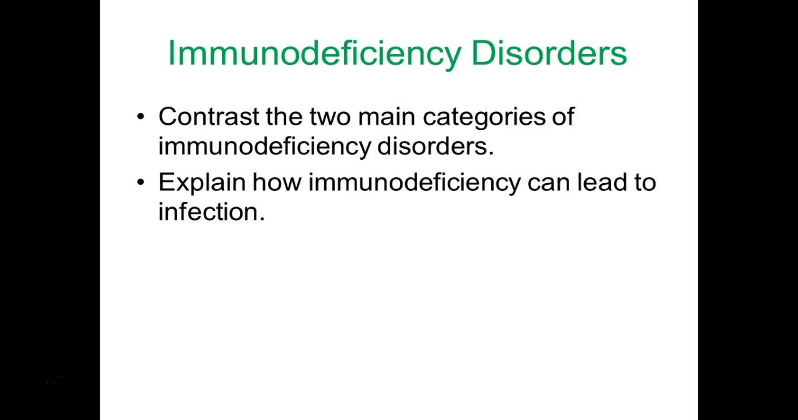So how would immunodeficiency lead to infection? Well, deficient, as we said, means that the immune system is not functioning properly. So if it's not functioning properly, it cannot defend you against infection. So therefore, you're going to get infections.